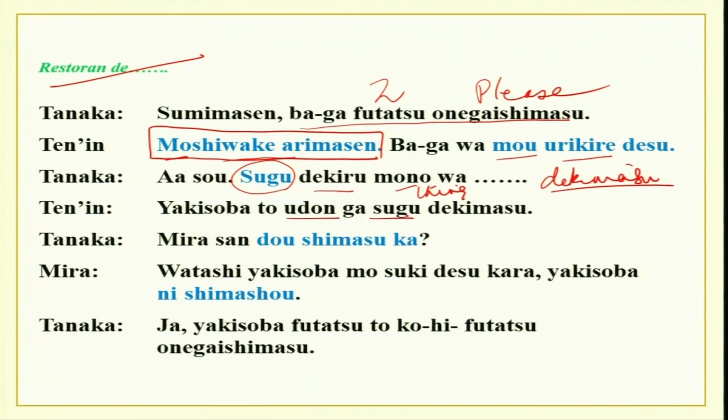Immediately I can make it. So Tanaka asks Mira, "Mira-san, do shimasu ka?" What are you going to do? Do shimasu. Shimasu is suru. "Watashi wa yakisoba mo suki desu kara yakisoba ni shimasu." I will take yakisoba. Mo suki, I also like yakisoba, thus I am all right with yakisoba.